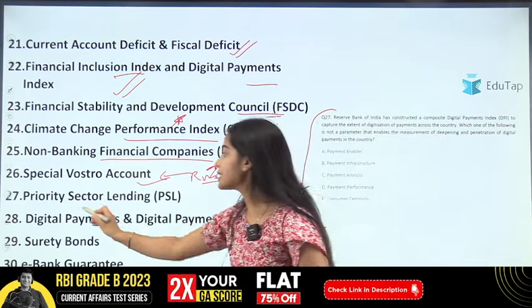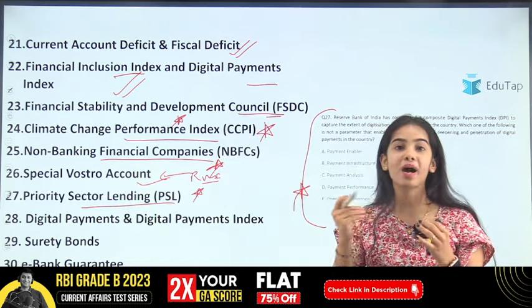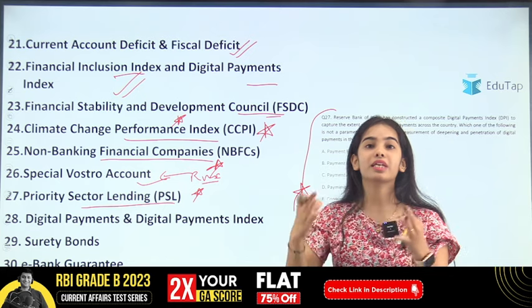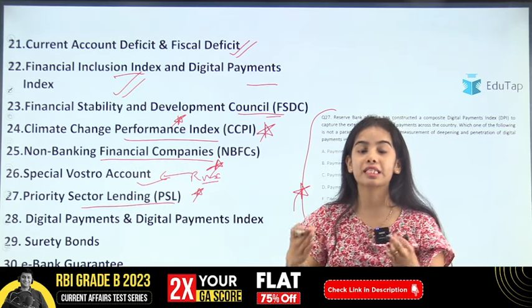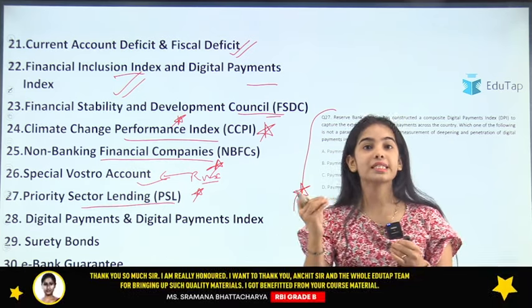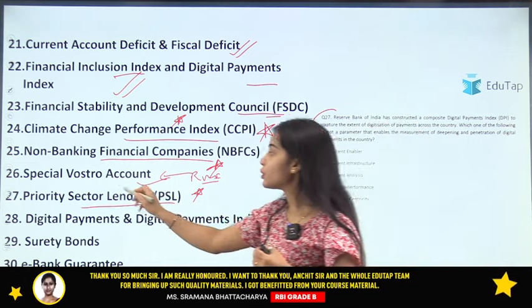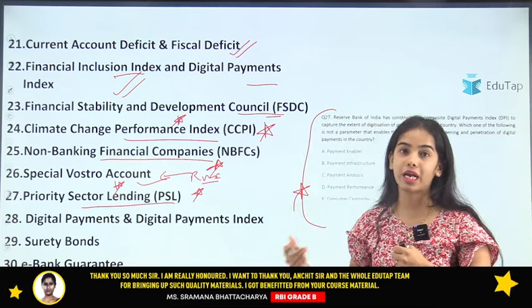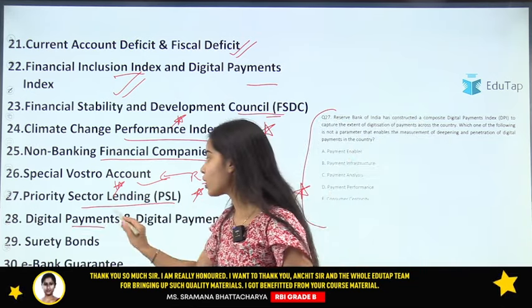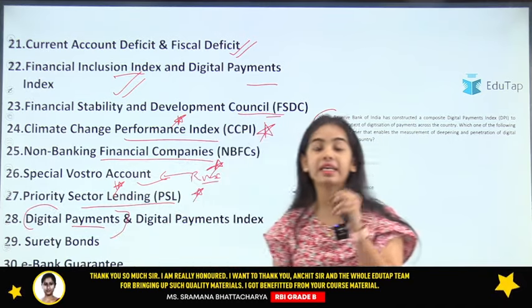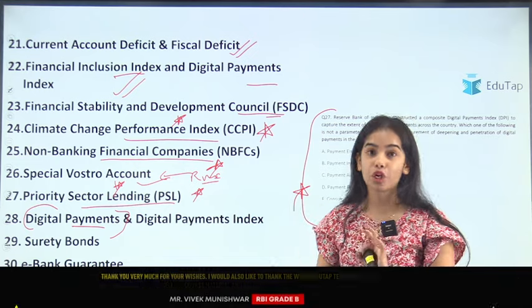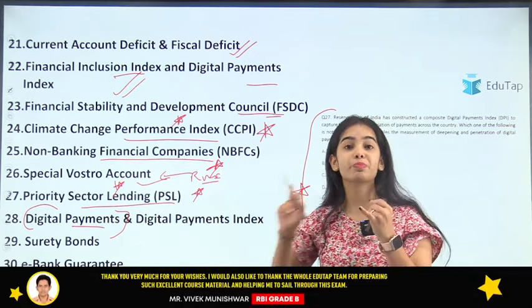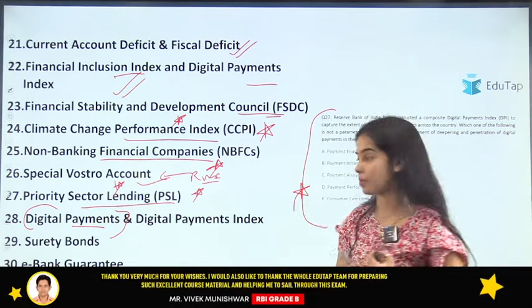Okay, priority sector lending. Now the urban cooperative banks have been given the extra timeline. The timeline has been extended to achieve the priority sector lending target. So you need to have the understanding about the priority sector lending and the targets for the different kinds of banks. Digital payments. Now this is a concept that has been currently added into the syllabus. So anything regarding the digital payments, especially the percentages, you need to be clear about.